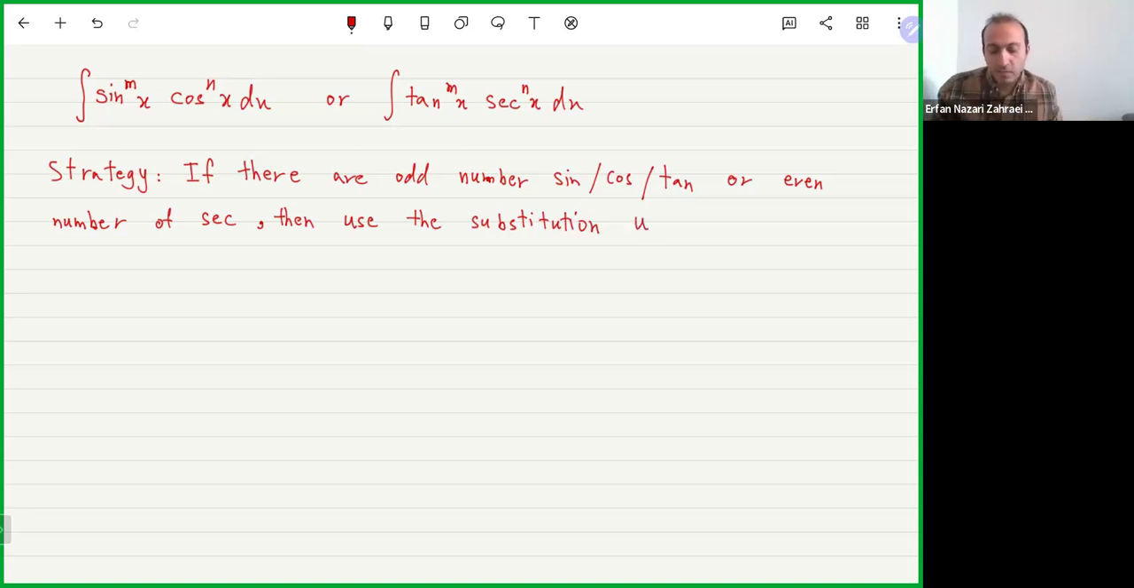We use u equals the other one. But what do I mean by the other one? For example, if you have an odd number of sine, the other term in this integral is cosine. So you should do the substitution u equals cosine. Or if you have an odd number of tangent, the other term is secant, so you do the substitution u equals secant. Or if you have an even number of secant, the other term is tangent, so you do the substitution u equals tangent. So use the substitution u equals the other term.